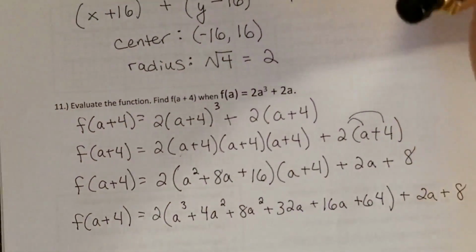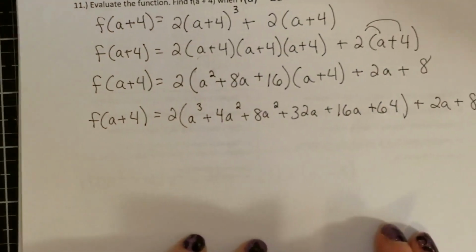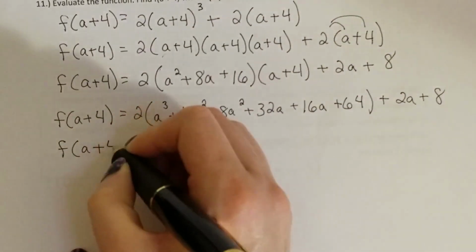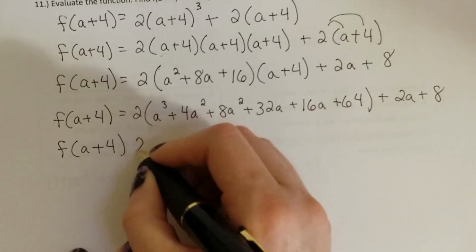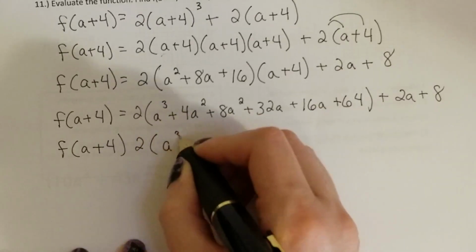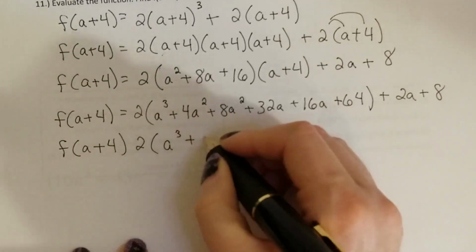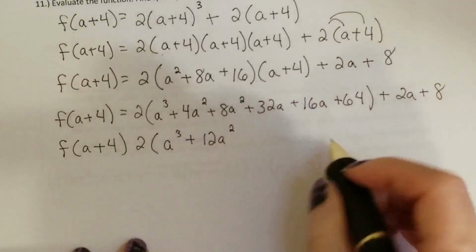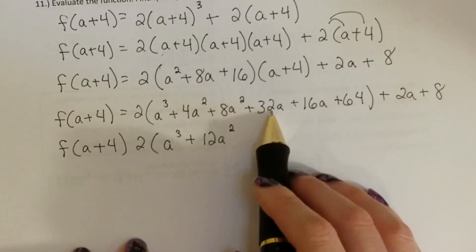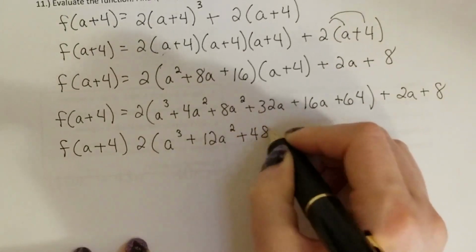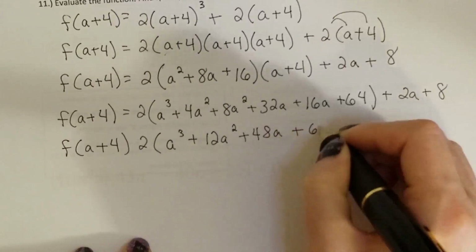Okay, so now we want to combine our like terms. I'm still going to leave that 2 on the outside there. So we have a to the third, and 4 plus 8 would be 12a squared. 32 and 16, that would be 48a plus 64.